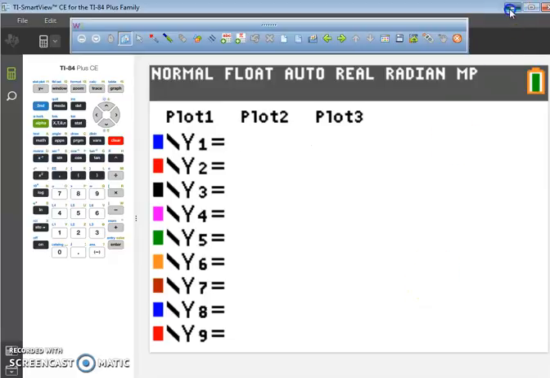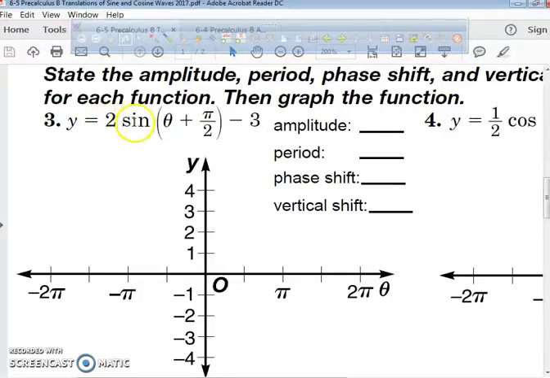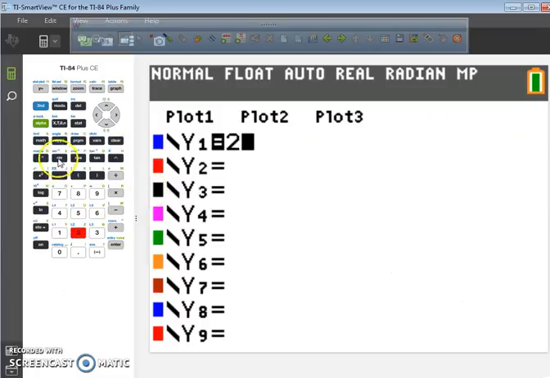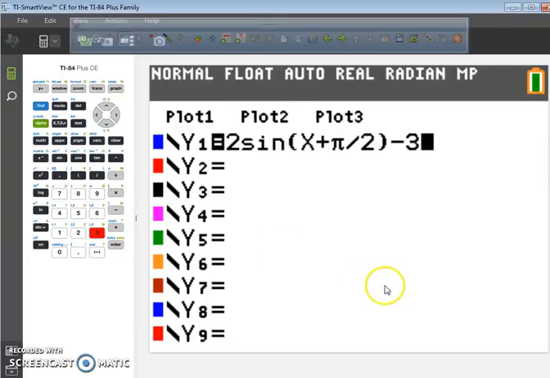All right, so let's look at our problem. Our problem is 2 sine theta plus pi over 2 minus 3. So we're going to type that in. We're going to go 2 sine theta is just x. Is it plus or minus? Plus, this one's a plus pi divided by 2. Close parentheses, minus 3.